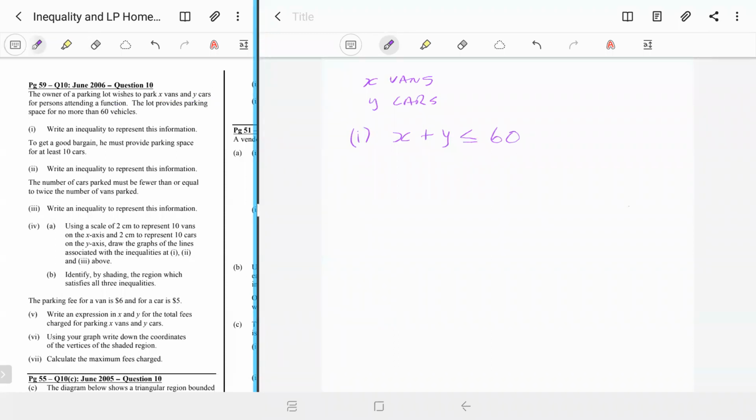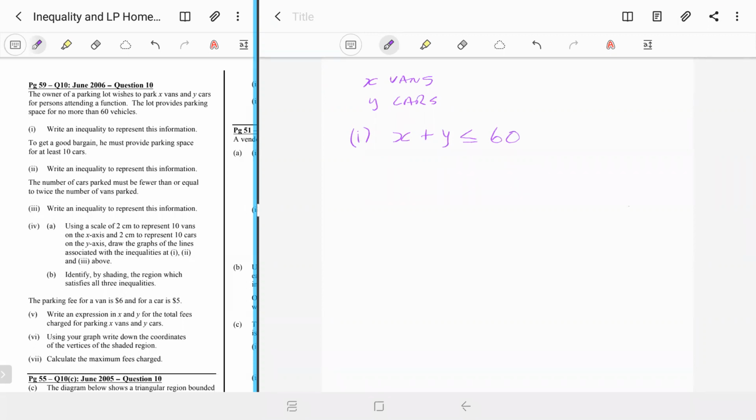All right, good. Next one. To get a good bargain, you must provide parking space for at least 10 cars. So for example, the boss man will come and say if you leave 10 spaces for cars, I'll give you an extra bonus. I will give you a deal, I will pay you more.